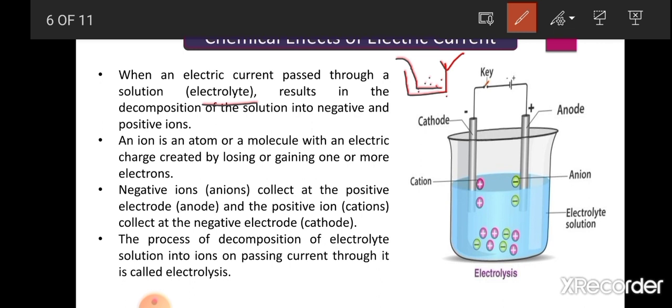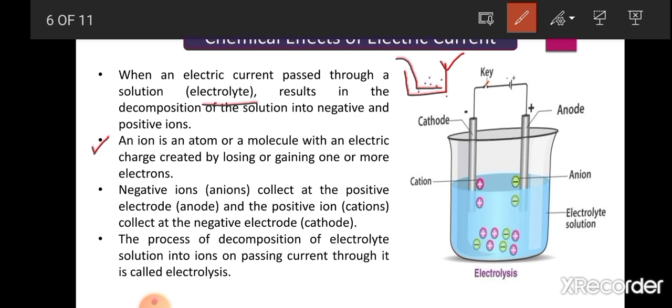So when electric current is passed through an electrolyte, it will split or decompose into positive and negative ions. Now what are ions? An ion is an atom or a molecule with an electric charge, and that charge may be a positive charge or a negative charge. Obviously these charges are created by losing or gaining one or more electrons.